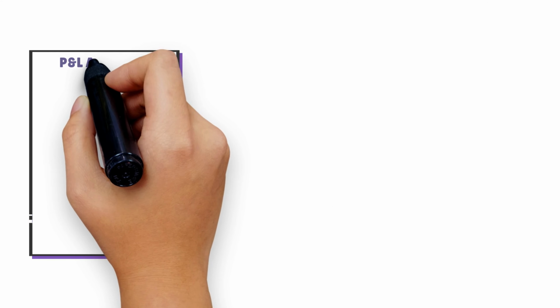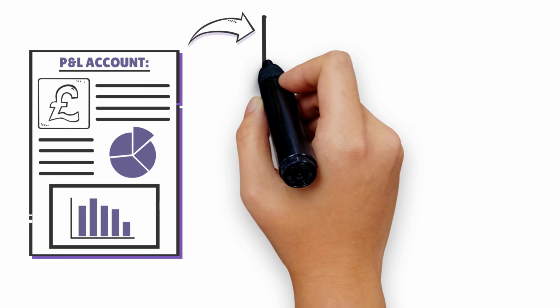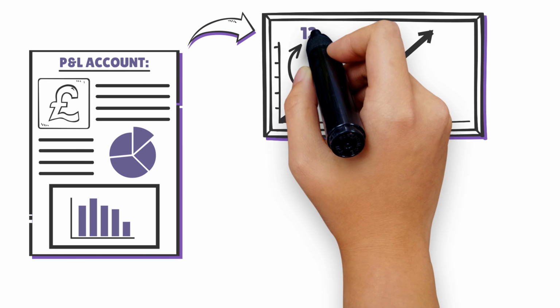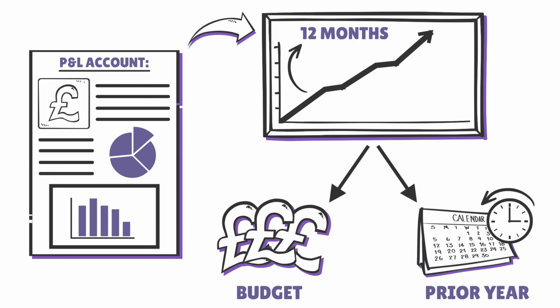A profit and loss account, or income statement, is like a performance report for your company. It measures how well the business has done over a specific period of time, usually 12 months, and is often compared to your budget or the prior year to track progress as the year unfolds.